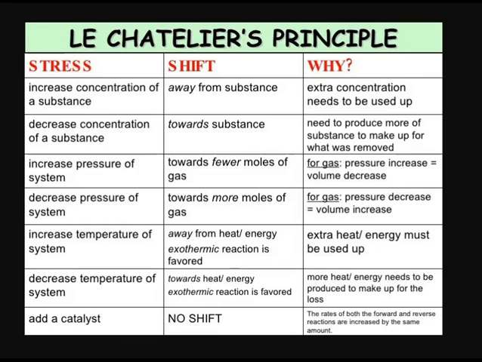Alright, so this table does a good job of summarizing what we've seen today in terms of the stresses that could be applied to a system, what that would do to the system, and then why that would occur. So it starts with the concentration. If we increase the concentration of a substance, we're going to shift away from that increase because the extra concentration needs to be used up. If we decrease the concentration, we'll go toward that substance to produce more to make up for what was removed.